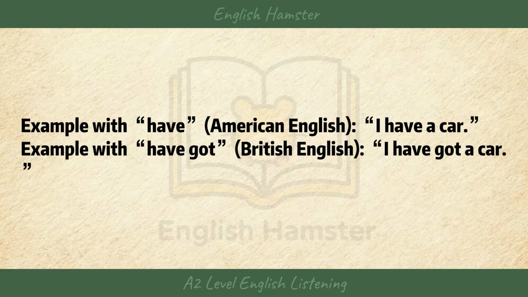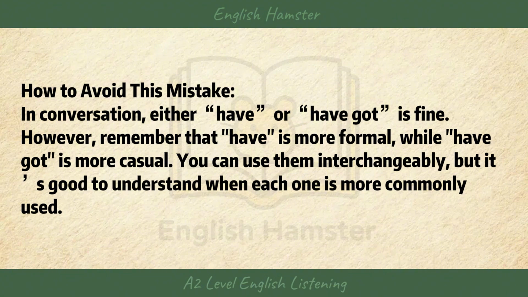Example with have, American English: I have a car. Example with have got, British English: I have got a car. How to avoid this mistake? In conversation, either have or have got is fine. However, remember that have is more formal, while have got is more casual. You can use them interchangeably, but it's good to understand when each one is more commonly used.